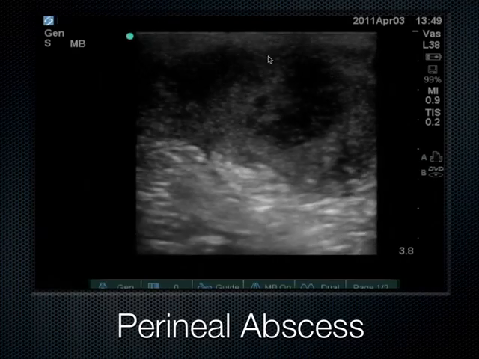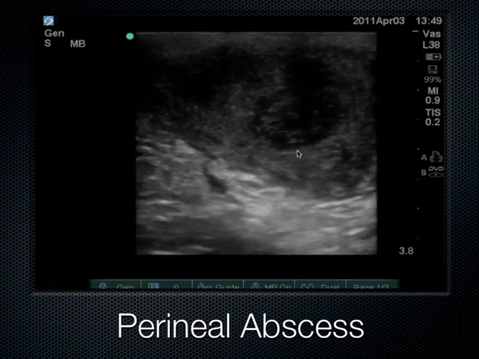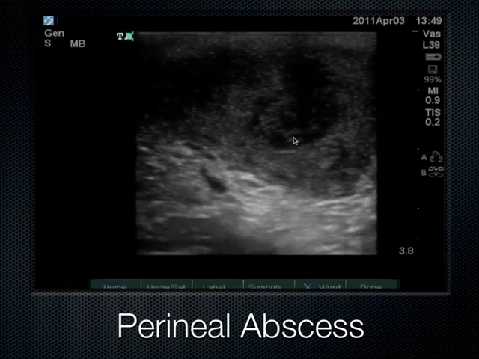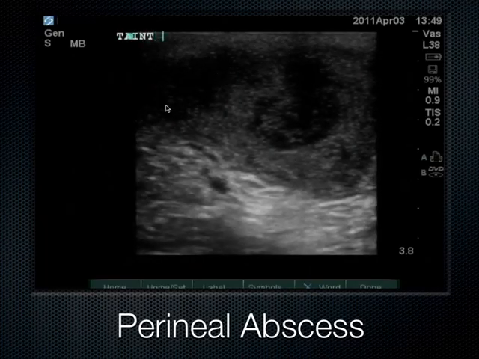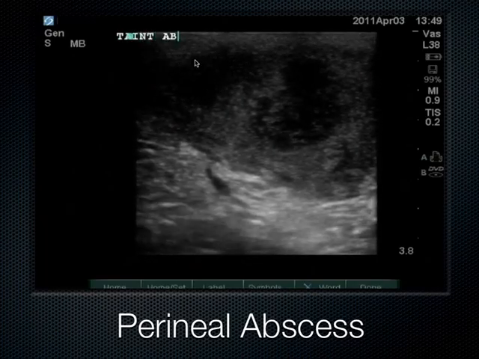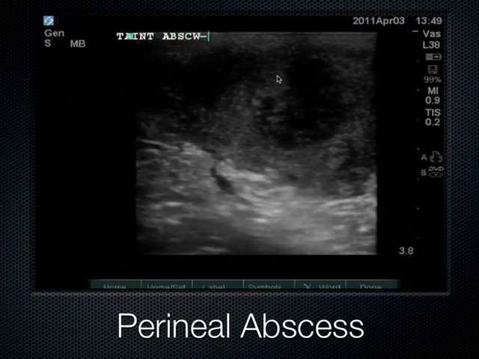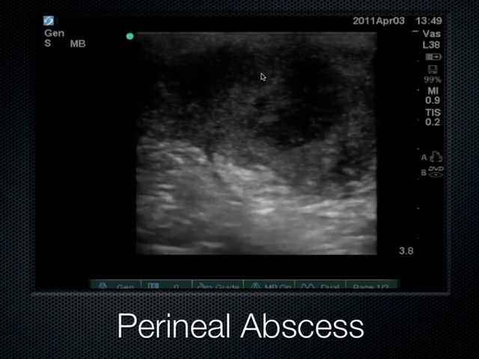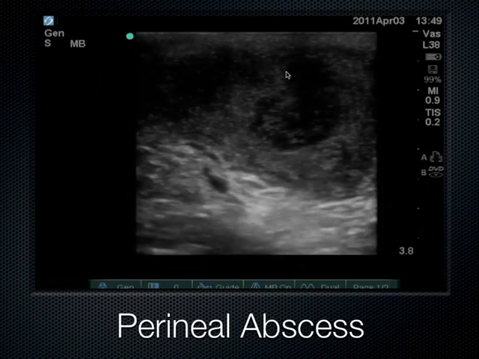This is an abscess down the perineal region, and we can see just this hypoechoic material like we see anywhere else, but because it's next to the genital, the scrotal area, we can see that quite well here. Just by placing the transducer down in that region, we can see this hypoechoic debris.